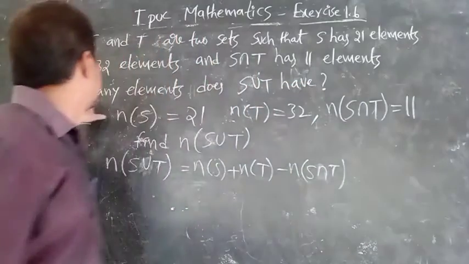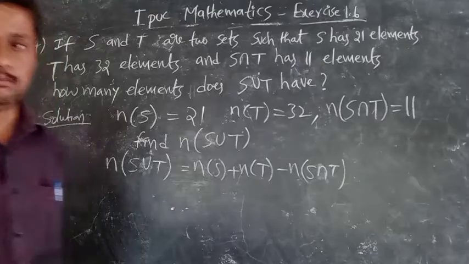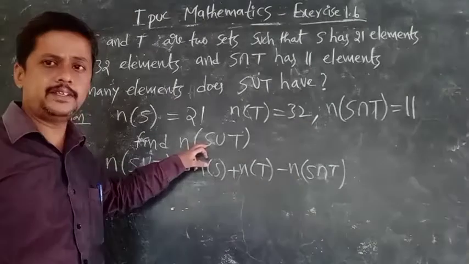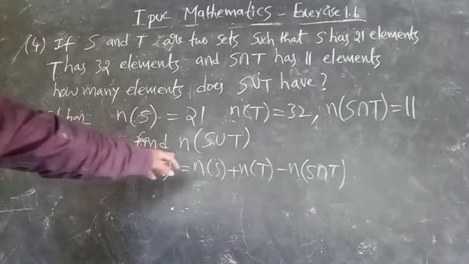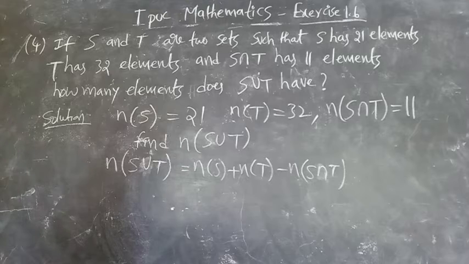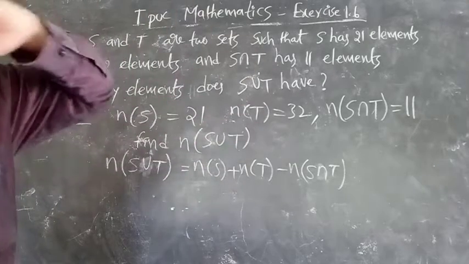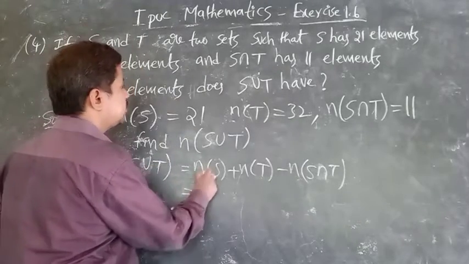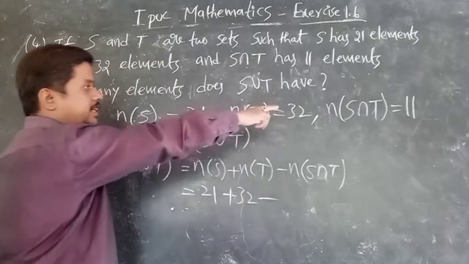Next, how many elements does S union T have? Therefore find N of S union T. What is the formula? N of S union T is equal to N of S plus N of T minus N of S intersection T. Substitute all the values. N of S is 21, plus N of T is 32, minus intersection 11.